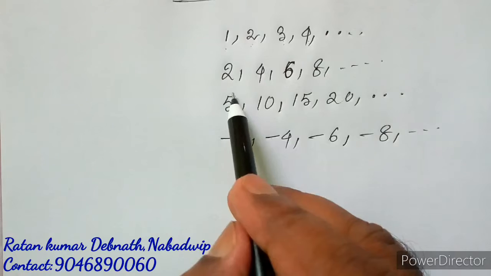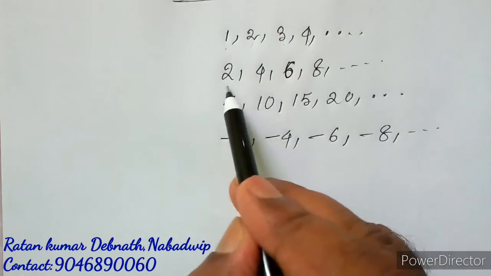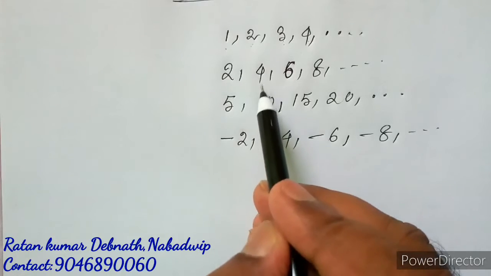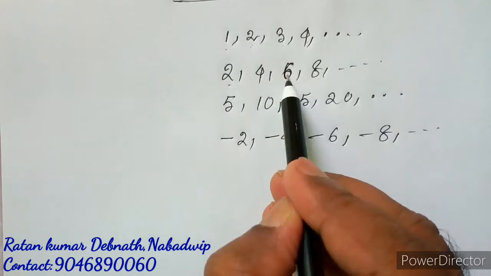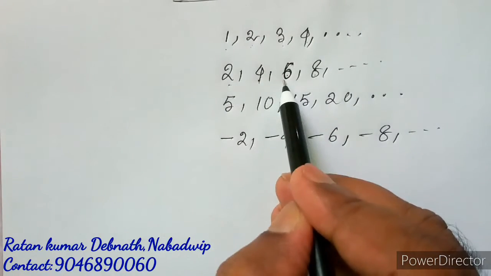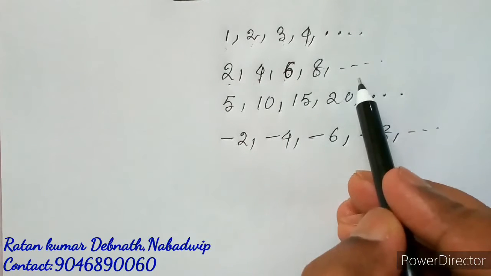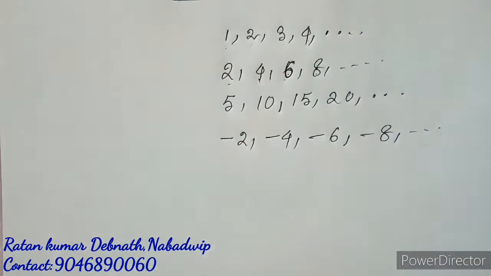In the second series, the difference between two consecutive terms is 2. 4 minus 2 results in 2. 6 minus 4 results in 2. 8 minus 6 results in 2. So you can guess the next term. The next term must be 10.